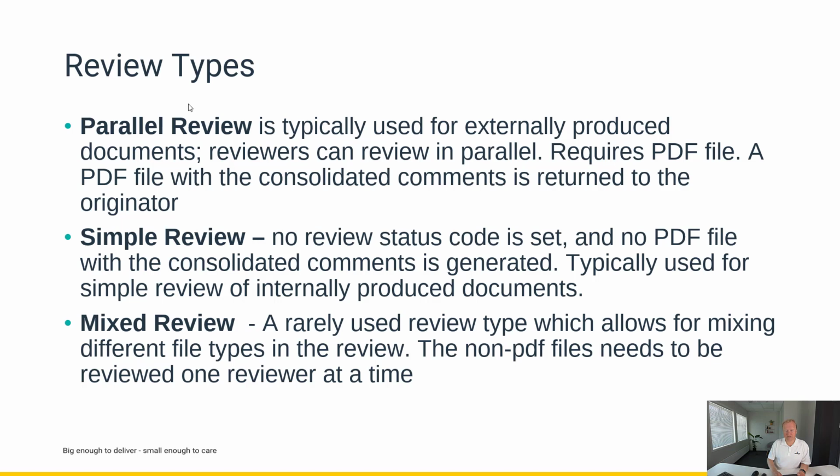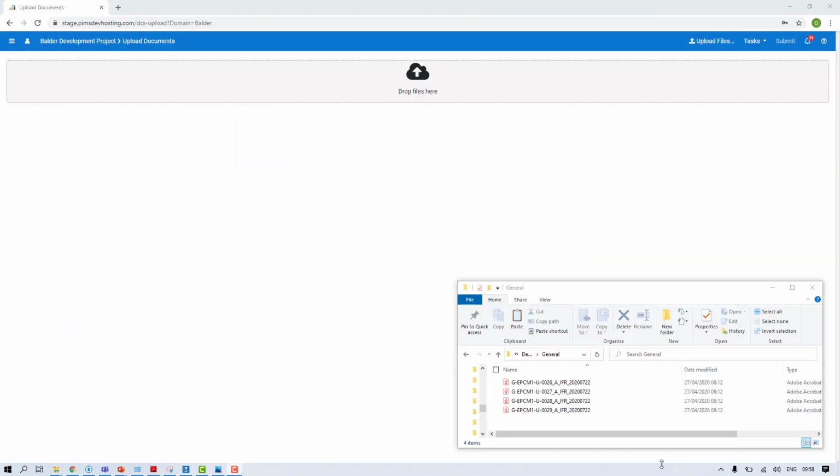When using the simple review, no review status code is set and no PDF file is generated, typically used for simple reviews of internally produced documents. Finally, the mixed review, where one can be reviewing different types of files, including non-PDF files. But let me show you how this works.